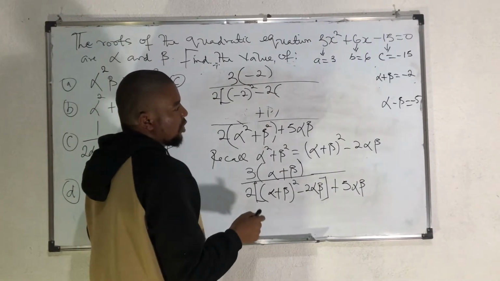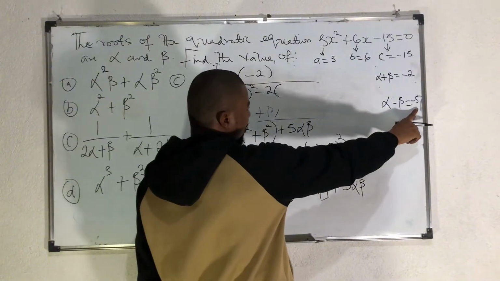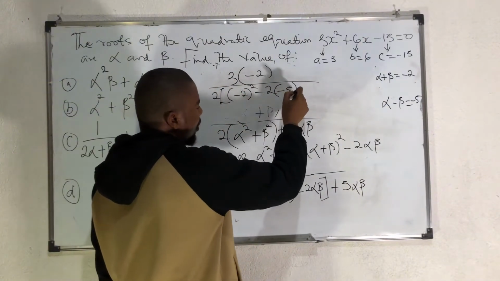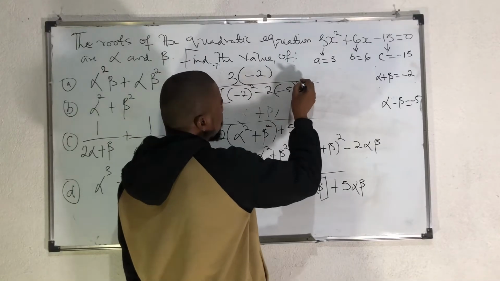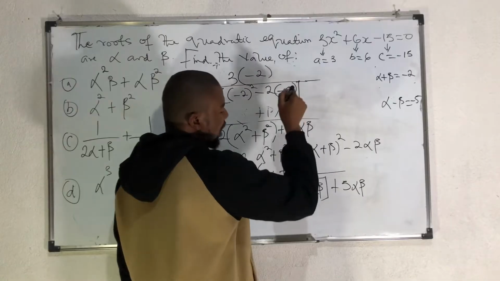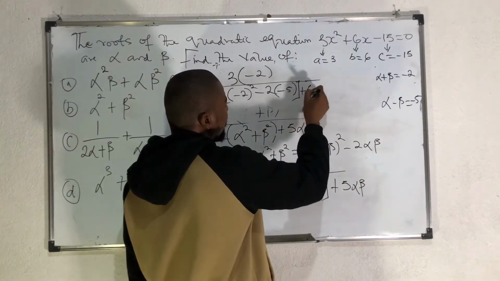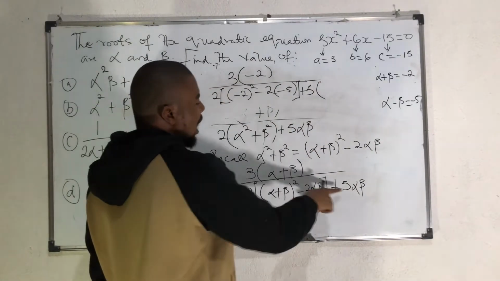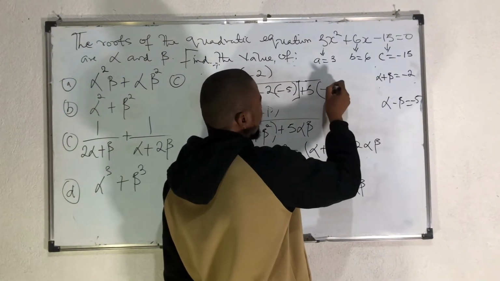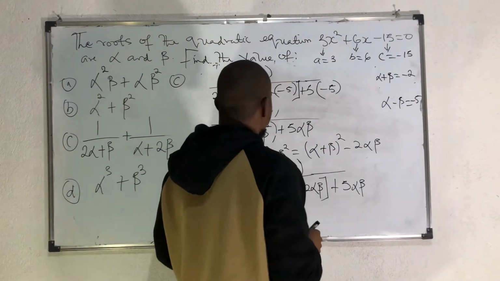And what is our alpha times beta? It is -5. You've seen it here. We have a -5 here. Okay. Then we also put this in a bracket because the 2 multiplies everything. And we have lastly plus 5. This 5 multiplies the alpha times beta. And what is our alpha times beta? It's -5. Therefore, we have a -5 here.